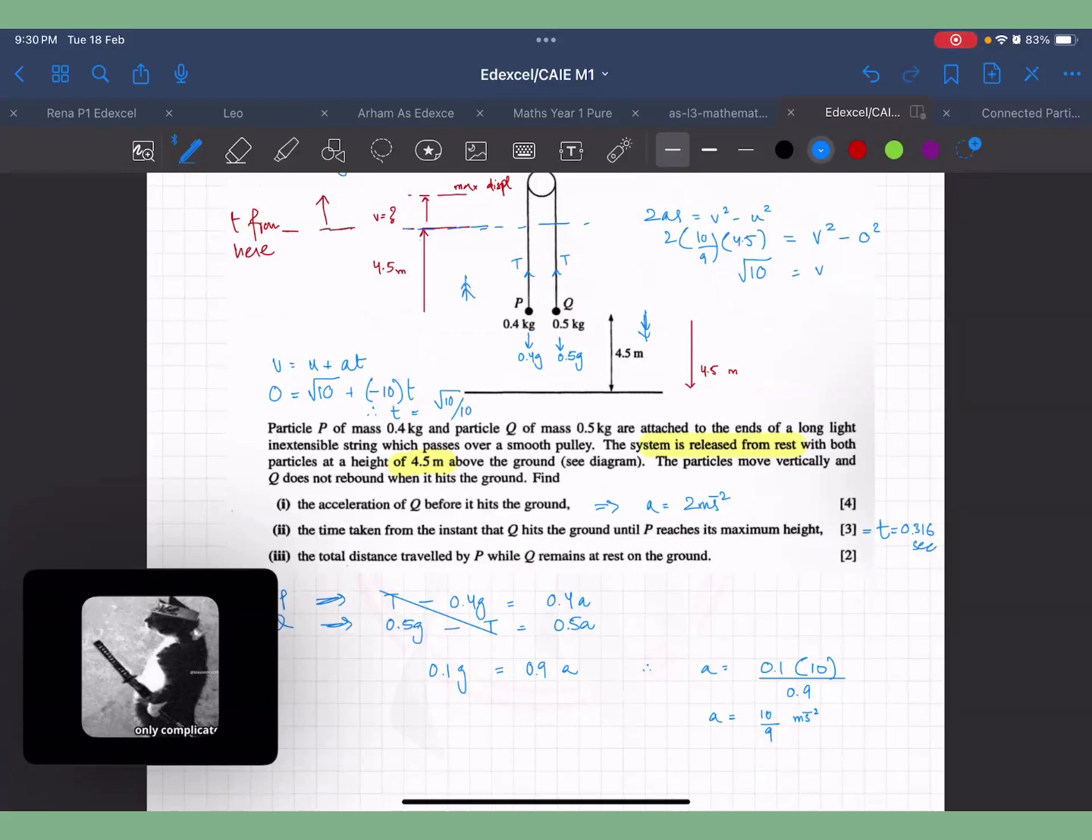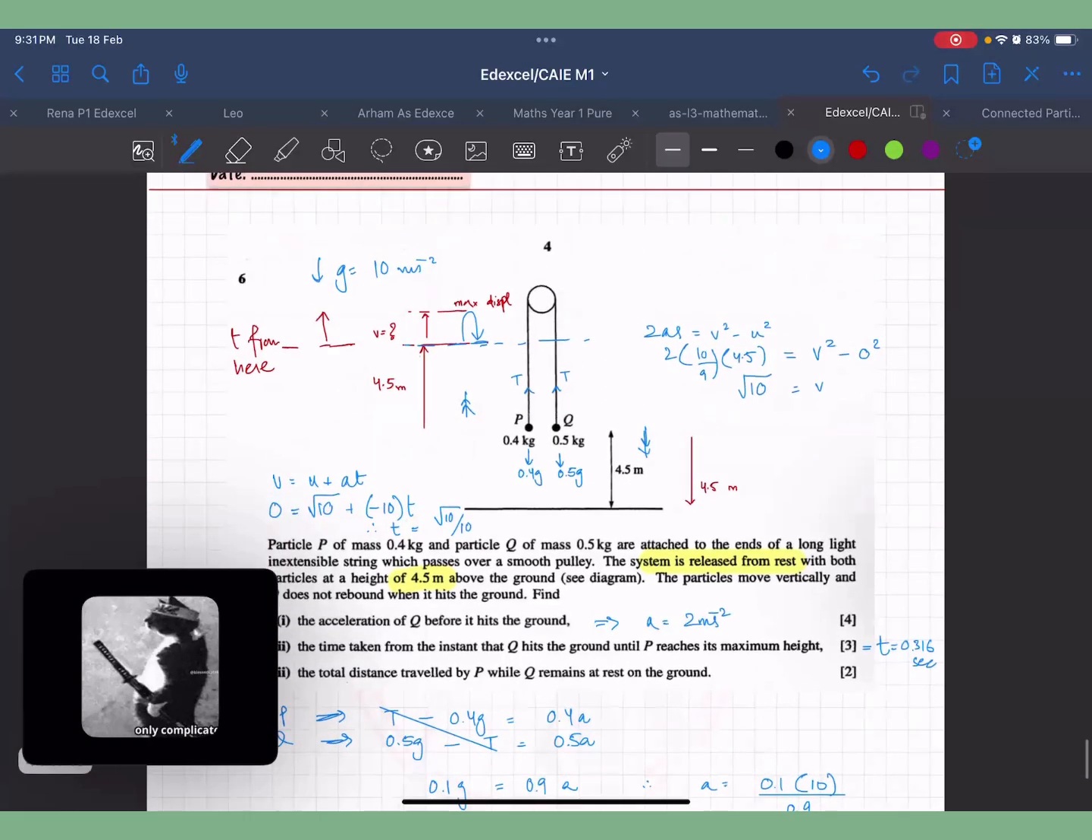Then the total distance traveled by P while Q remains at rest on the ground. So P would reach its maximum height and then come down again. Along this interval, Q would be at rest. So first we find the total displacement, how much it has moved up, and then we multiply that by 2.